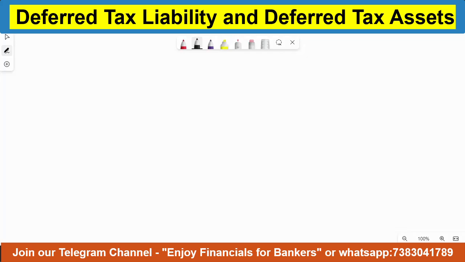But before we dwell upon these topics, let me first discuss how the current liability or provision for tax is created, and how companies pay it from the available amount in the balance sheet. Then we will come to deferred tax liability and deferred tax assets.